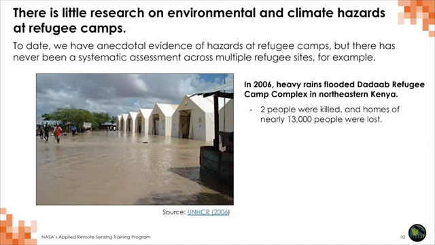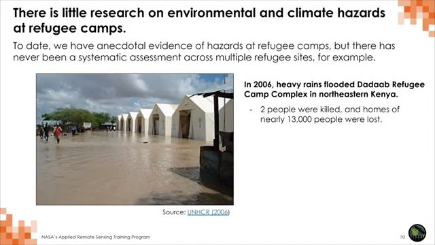However, there's little research on environmental and climate hazards at refugee camps. A lot of the stories, a lot of the evidence we have are sort of one-offs. We could call them anecdotal evidence, which isn't a diminishment of the value of the evidence, but it's a reflection of the fact that we don't have a systematic assessment. It's localized here, it's localized here, one event. We don't have right now a real systematic assessment across multiple refugee sites across decades, for example. But we have lots of single lines of evidence that show that this is a phenomenon we need to be concerned about.